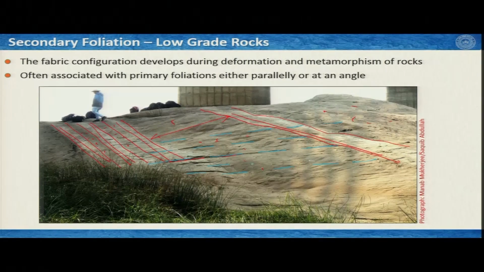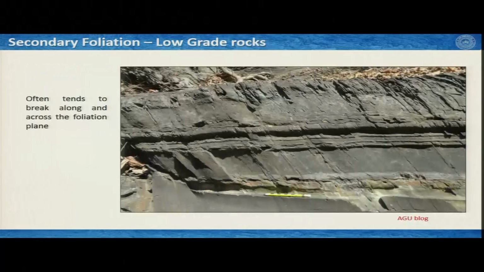As you can see, these planes appear like some sort of fractures on the surface, but they are very much aligned, and they are very much penetrative, or in a way they appear like some sort of mechanical damage in the rock, and these are your secondary foliations. So, you have primary foliations, the red ones, and the blue ones are your secondary foliations. We will have a few more photographs.